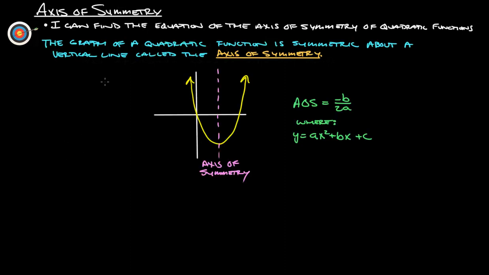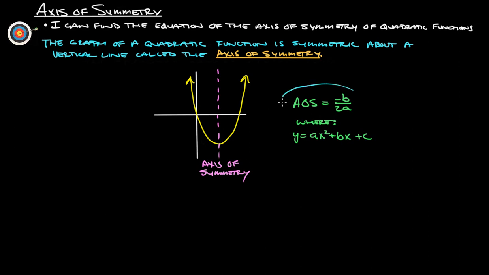First, the graph of a quadratic function is symmetric about a vertical line called the axis of symmetry. That's this pink dotted line right here. Basically, that means you can take this graph and fold it along this line, and one side would fold right on top and map onto the other. That is the axis of symmetry.